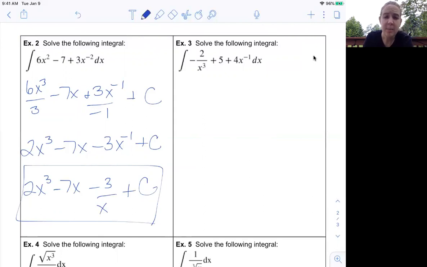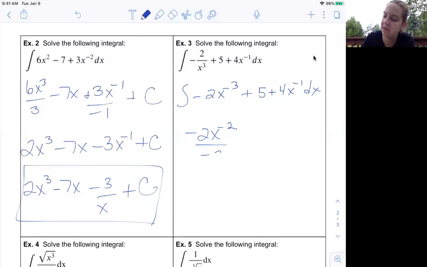Great. For example 3, we can't integrate with that x cubed in the bottom. So we actually have to move that to the top before we can do any calculus. So negative 2x to the negative 3 plus 5 plus 4x to the negative 1 dx. So this first piece becomes negative 2x to the negative 2 divided by negative 2 plus 5x. Now, 4x to the negative 1, if I try to add 1 to that, that becomes 4x to the 0 over 0. But we're not allowed to divide by 0. So this is actually on that previous list we just had. It's 4 natural log of x plus c.